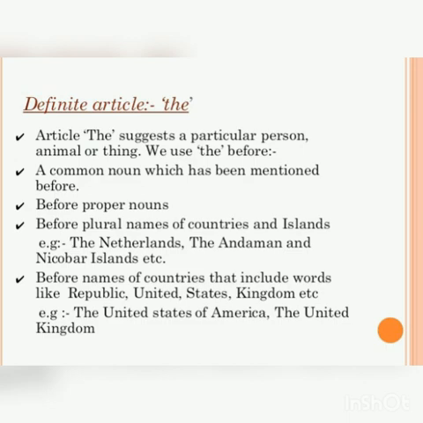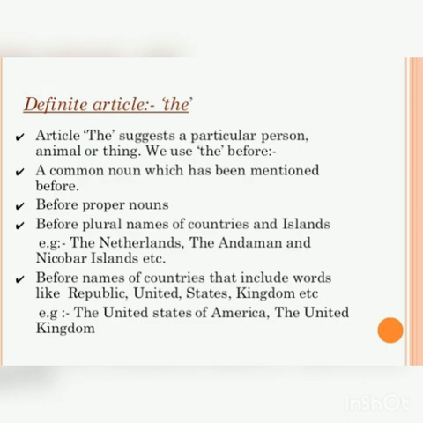Like for example, अगर दो sentences हैं और first sentence में आप किसी noun के बारे में बता चुके हैं already, next time जब आप उसको use करेंगे second sentence में, तो आप the use कर सकते हैं उस noun से पहले. Now, the can be used before proper nouns. What are proper nouns? Particular name of noun. Before plural names of islands, like for example, the Netherlands, the Andaman and Nicobar Islands, etc.